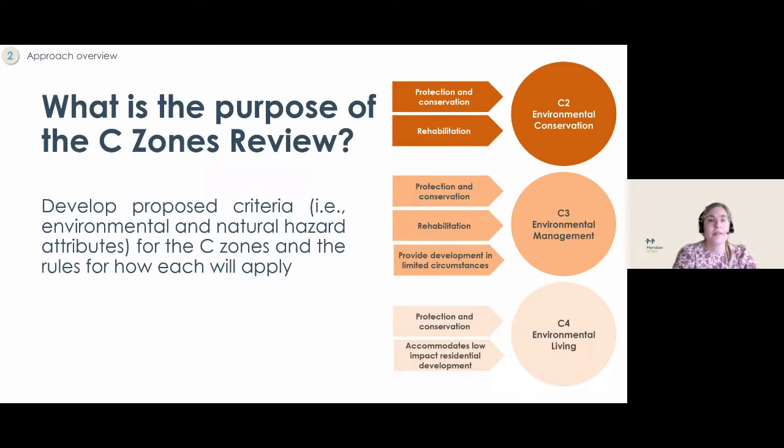What is the purpose of the C zones review? The purpose of the review was to undertake a review and develop a consistent approach for identifying land across the northern beaches with important environmental values and land subject to hazards that should be protected and managed by either a C2, a C3, or a C4 zone. As I previously said, the C1 zone comprises existing national parks, nature reserves, and conservation areas established under the National Parks and Wildlife Act, and as such was not included as part of the C zones review.